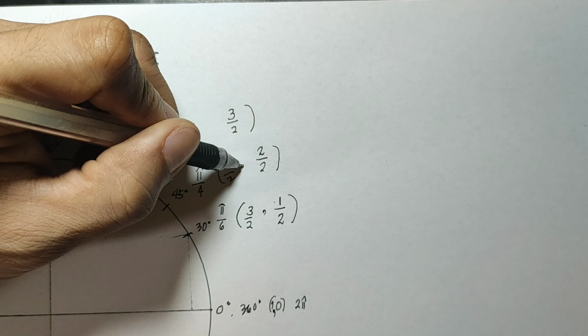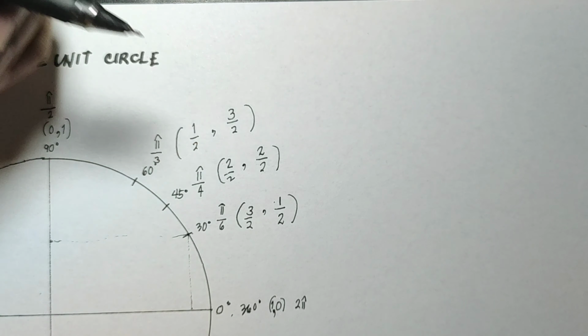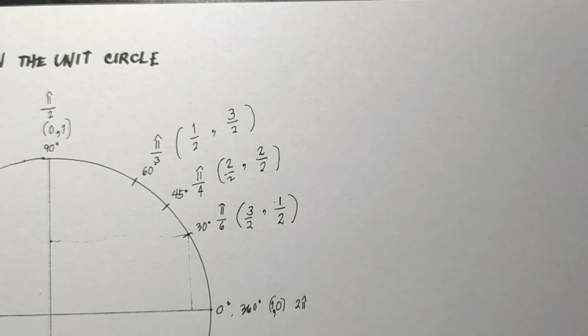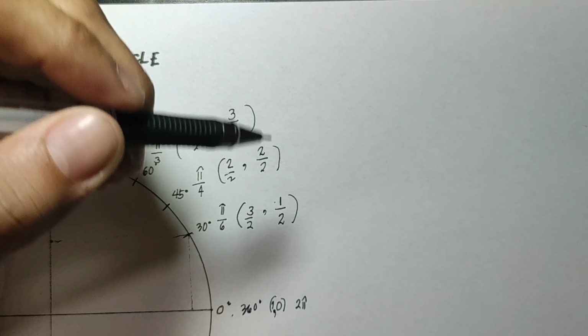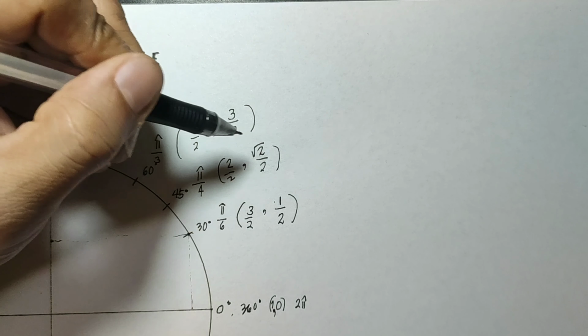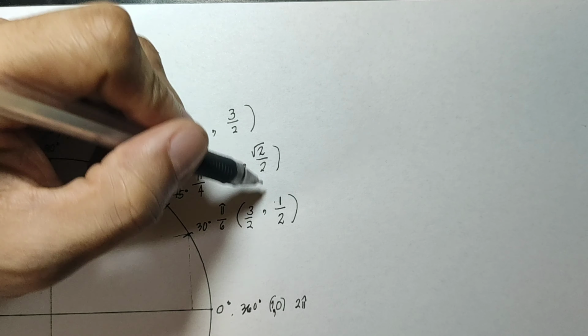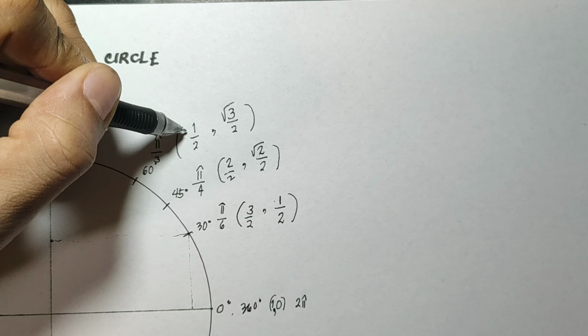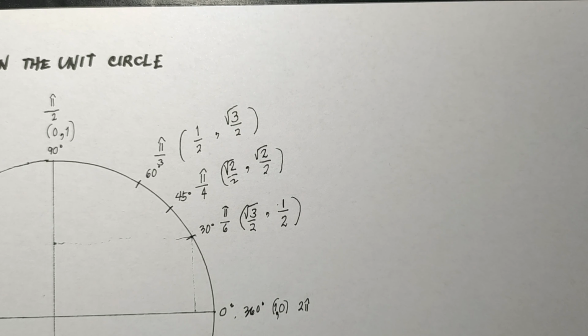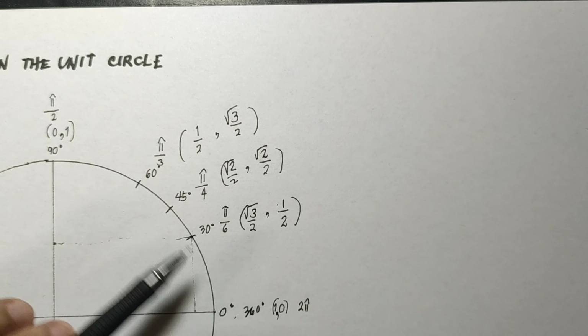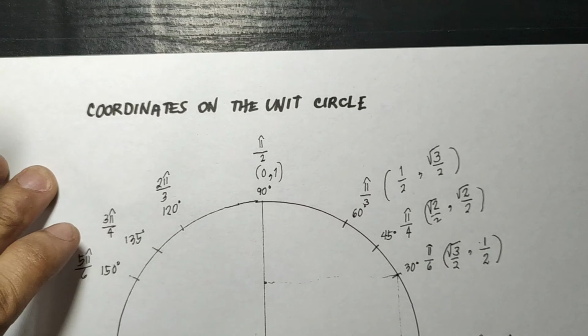So, lagyan natin na rin ng comma. Lalagyan ng square root lahat ng numerator. So, square root of 1, wag mo na lagyan kasi the square root of 1 is also 1. Square root of 2, wala namang square root of 2 na whole number, magiging decimal yan. Square root of 3, square root of 1, tapos na. Square root of 2, square root of 3. So, nabuo na yung coordinate sa quadrant 1 dito. Sunod, quadrant 2.